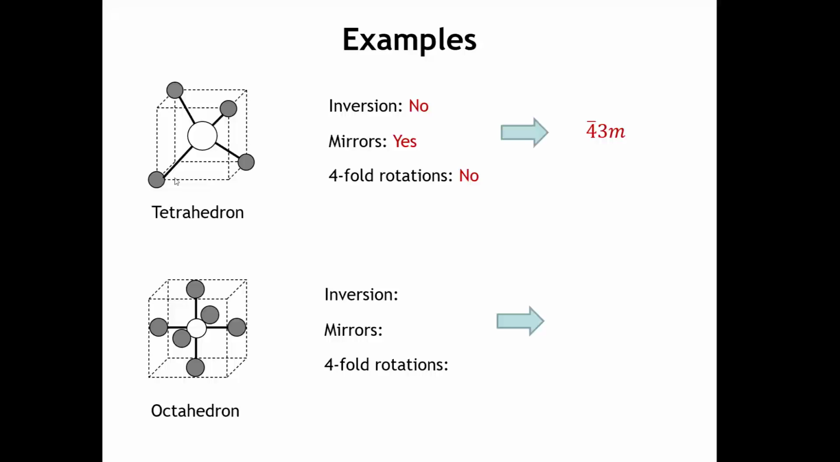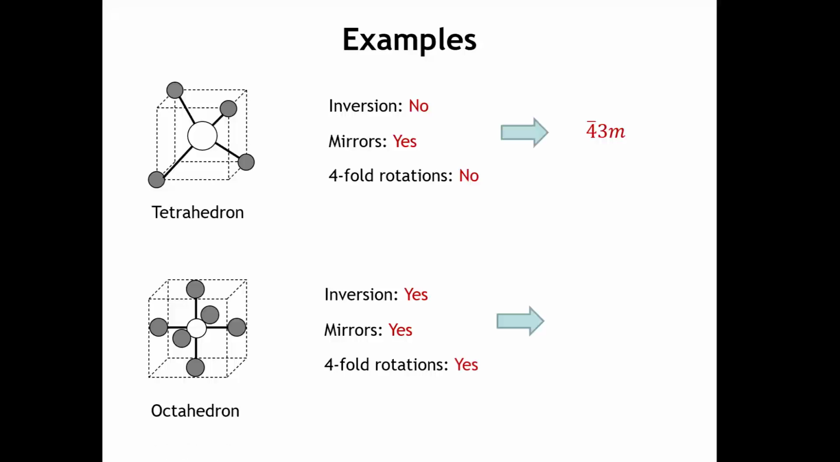At the bottom here, we have an octahedron. We're going to ask the same questions. Is there an inversion center? Yes, there is. Are there mirror planes? There are a number of mirror planes. There's one mirror plane that would contain these 4 atoms. There's another mirror plane that would contain these 4 ligands. There's a diagonal mirror plane. So plenty of mirrors. And then are there 4-fold rotation axes?